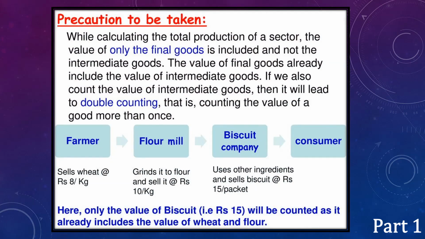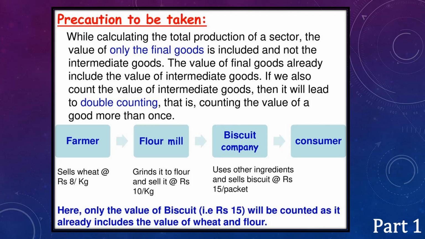Now what are the precautions to be taken while calculating the total production of a sector? The value of only the final goods is included and not the intermediate goods. The value of final goods already includes the value of intermediate goods. If we also count the value of intermediate goods, then it will lead to double counting. That is, counting the value of a good more than once.